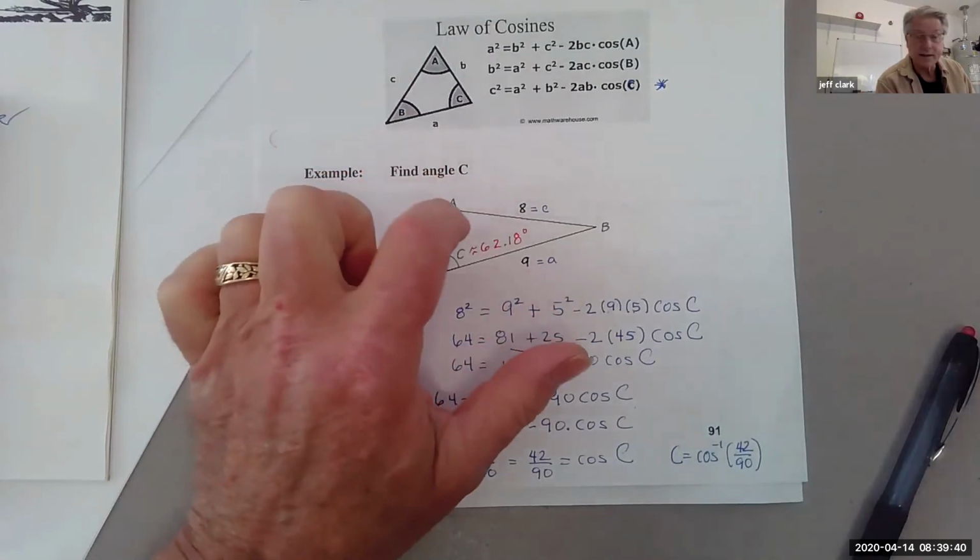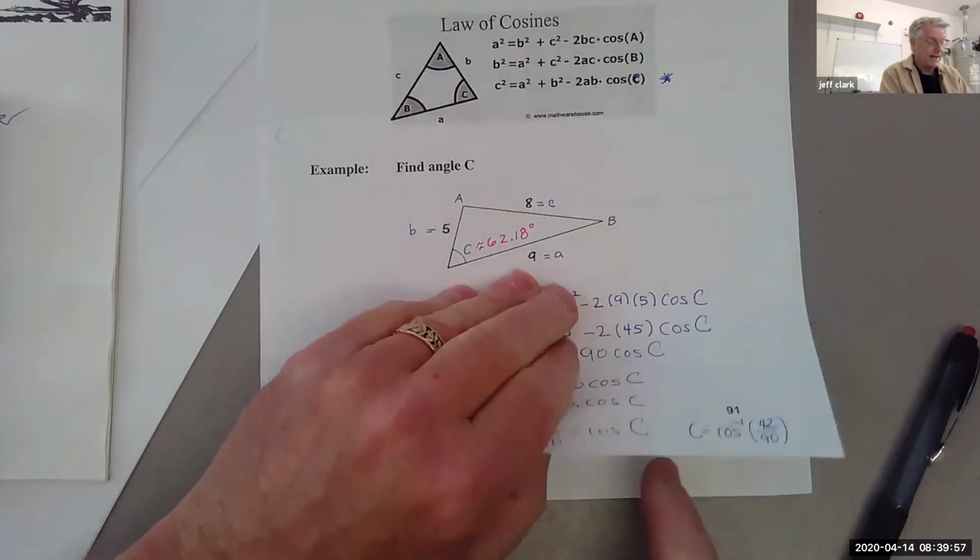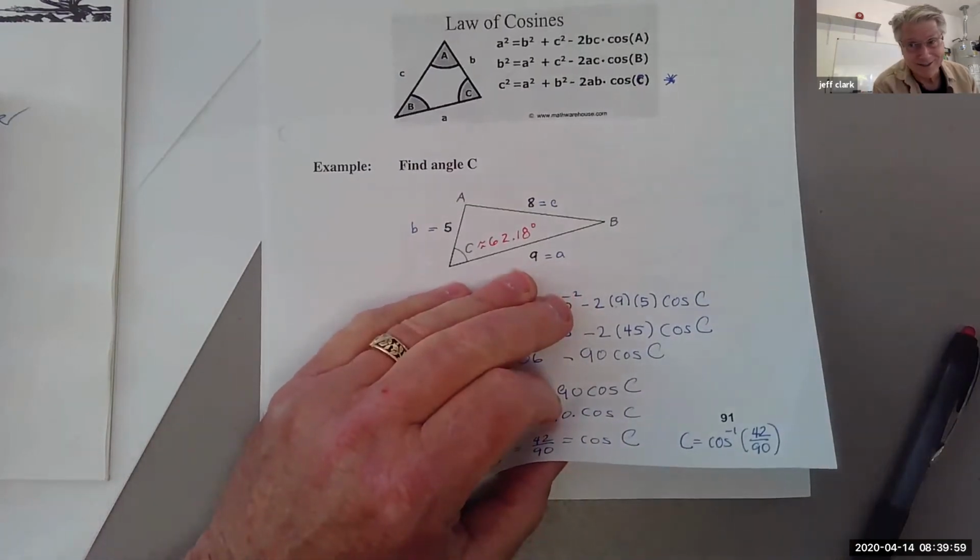And once I find angle A, then all I have to do is add up those two angles and subtract it from 180 degrees to find the last one. Yeah, so that's the strategy. Usually you have to use the law of cosines once, and then you can find the rest of the pieces after that with law of sines. Okay, for the most part, that's all you have to do.